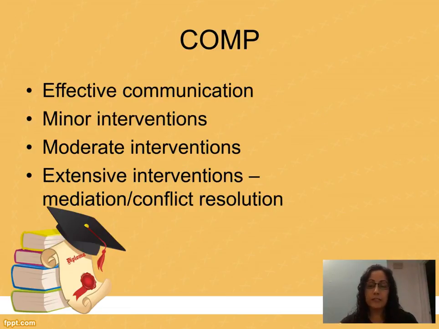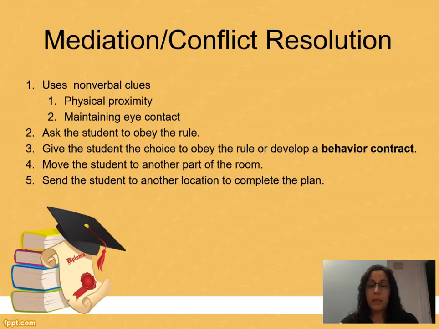COMP is also about effective communication and interventions, including mediation conflict resolution. Mediation conflict resolution is a 5-step intensive behavioral intervention. It can be used instead of a phone call home. The first step is a nonverbal cue. The second is a request to obey the rule. Now notice the contract in step 3. This is an opportunity for the student to take responsibility for his or her actions. Accountability is another important characteristic of COMP.